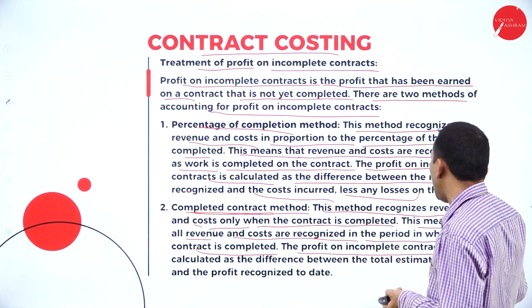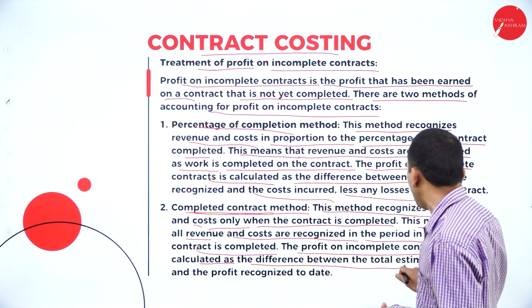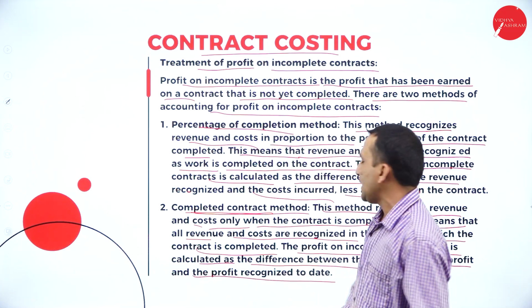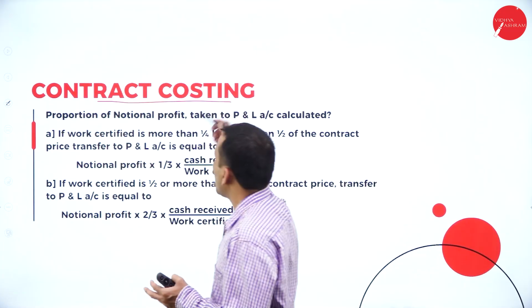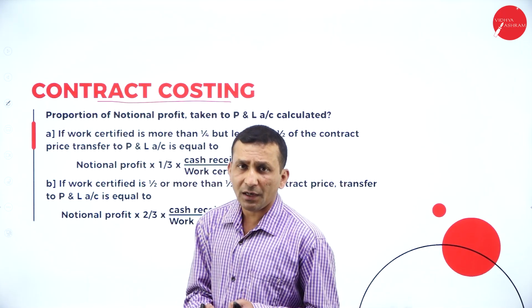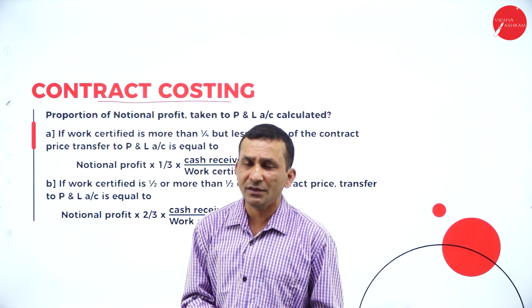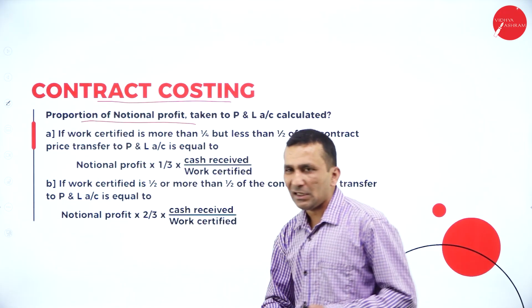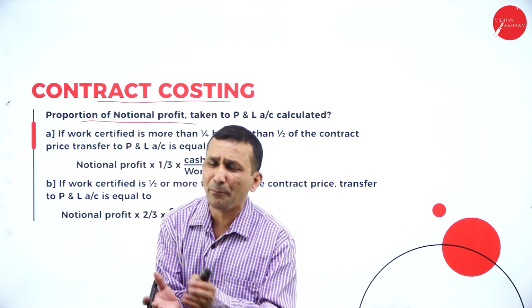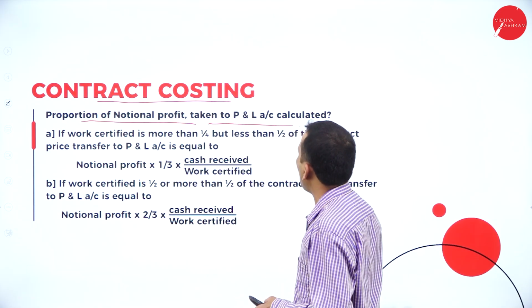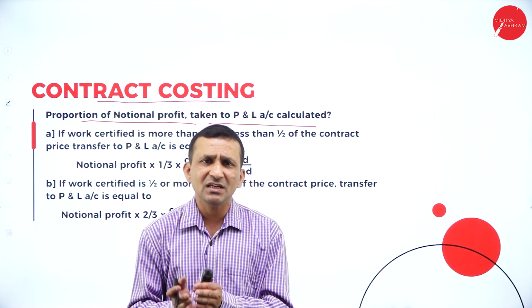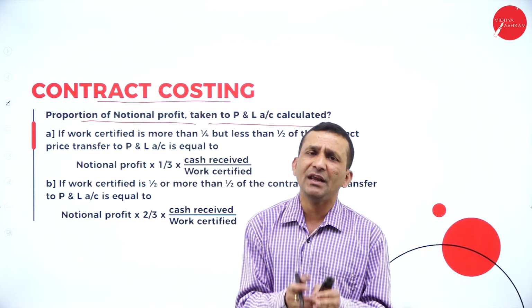The profit on the incomplete contract is calculated as the difference between the total estimated profit and the profit recognized to date. Moving forward, in contract costing we need to find out the profit, so there is a proportion of notional profit. Notional means an assumption, an estimated approximate profit, which is taken into the P&L account. Because the contract may take 1 year or 2 years, every year they prepare a contract costing.